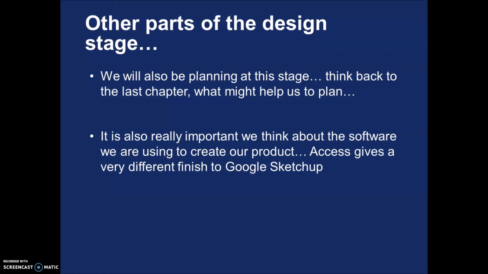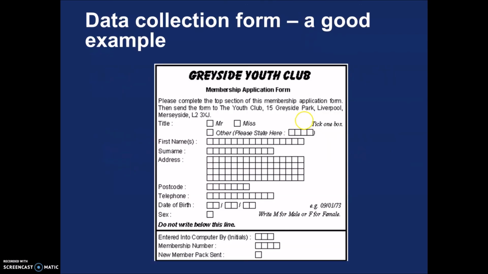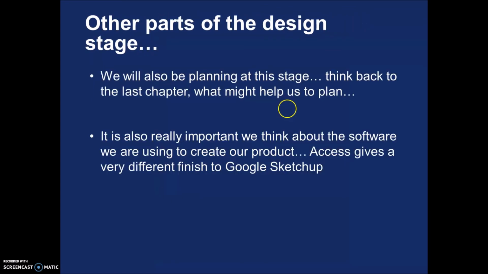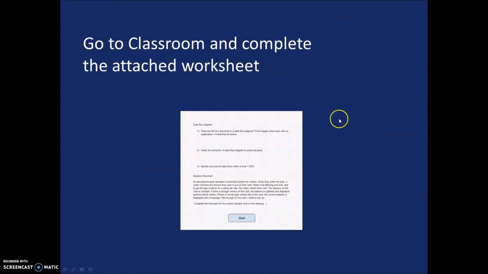It's also really important we think about the software we're going to be using to create our product. If we're using Access, it's going to be very similar to this. If we're creating a 3D printed thing, obviously that's going to be really, really different. We want it to be as intuitive as possible, but you need to think about the requirements that your product's going to have and what software you're going to use for that.